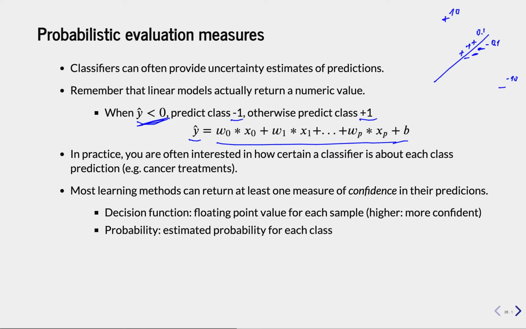So if we have a positive point here and it says that this point is, well, minus 0.1, so we think it's negative, but we're not so sure about that, that's better than having the same point with a decision score of minus 10. In that case, the model would think that this point is very surely negative while it's not, right? So we do want to take it into account when we evaluate our model.